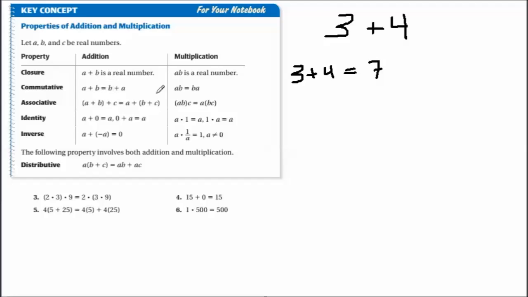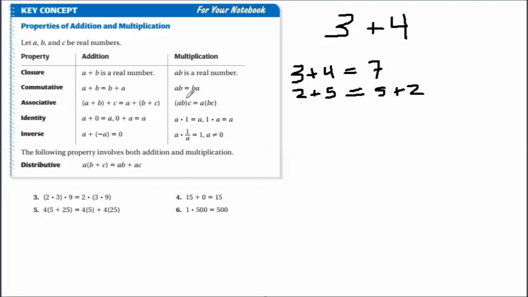Commutative. This just means that it doesn't matter what order these numbers are in. A plus b is equal to b plus a, and a times b is equal to b times a. So in this situation, let's say 2 plus 5 is equal to 5 plus 2. And that works for multiplication too.